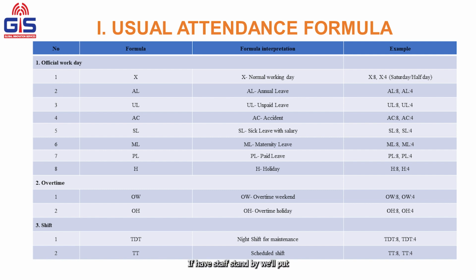If staff stand by, we put HH, OH8. So I have introduced some usual attendance formulas. I hope that you can understand, and when we go to part 3, you can more easily check your attendance on the SSO system.